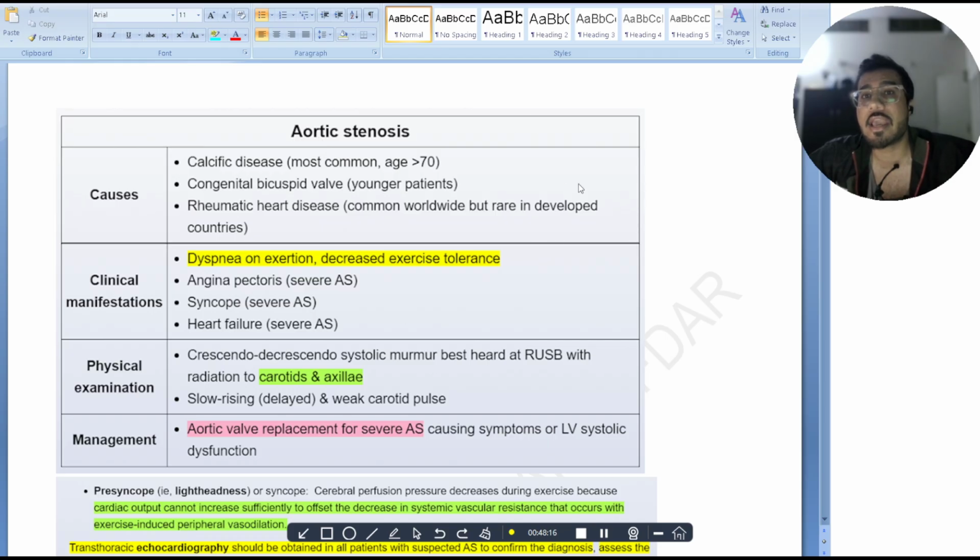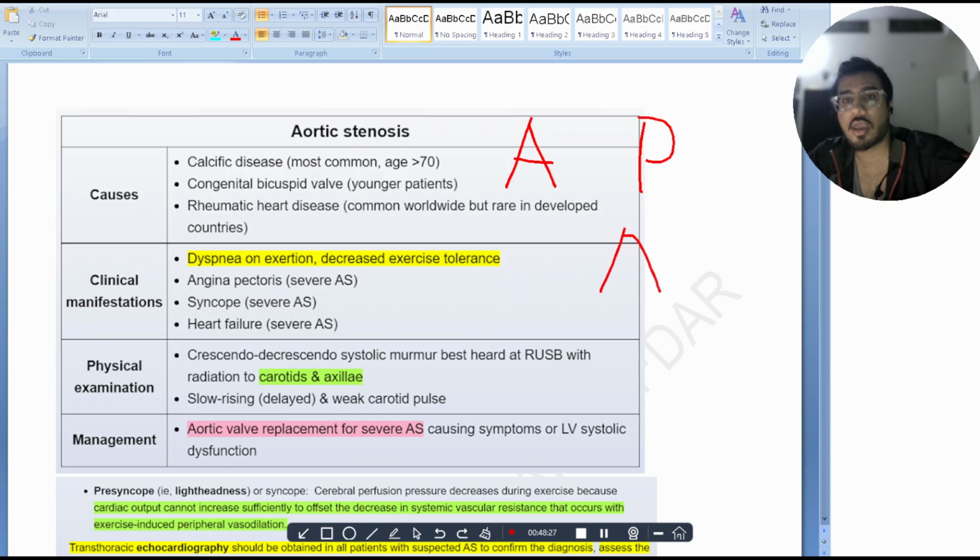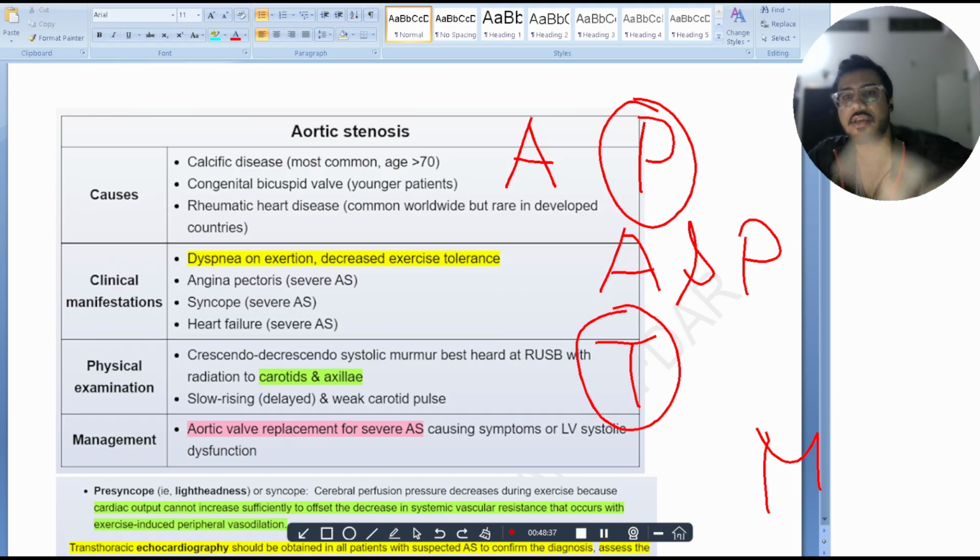A, P, ANP regurg, T, M, AST, AST, VST. I'ma just do it again just for the sake of doing it. A, P, A and P regurg, T, M. P is gonna be AST, T is gonna be AST and VST. I just have an OCD of some sort. That's gonna make it easy for me. A, P, ANP regurg, T, M, AST, AST, VST. That's how you do it.